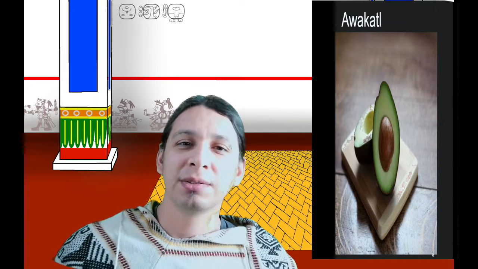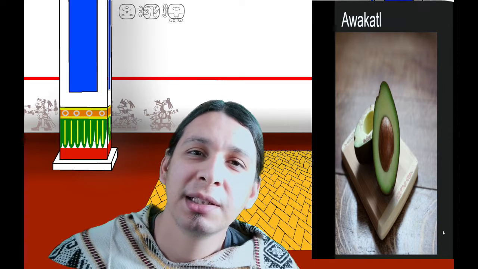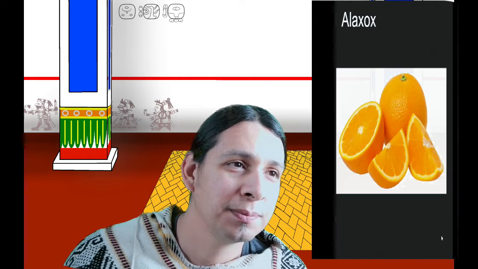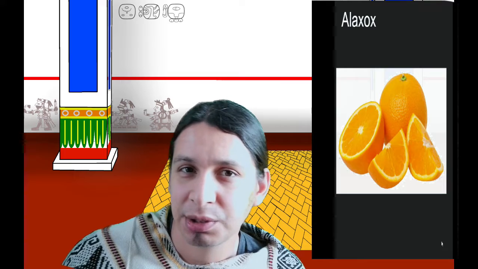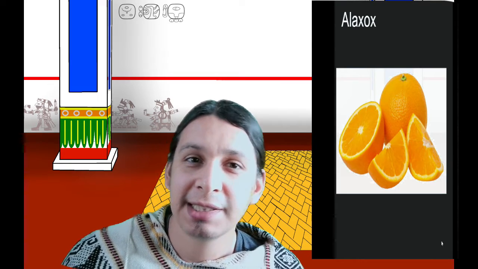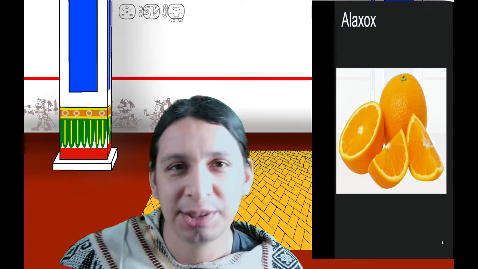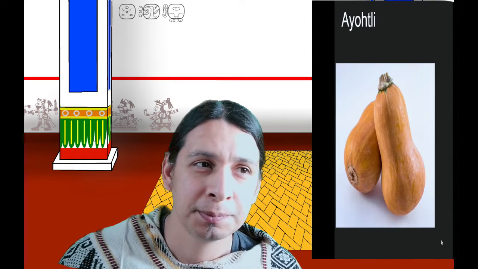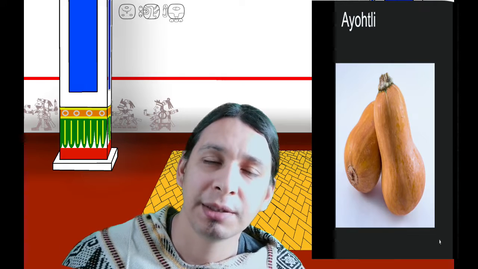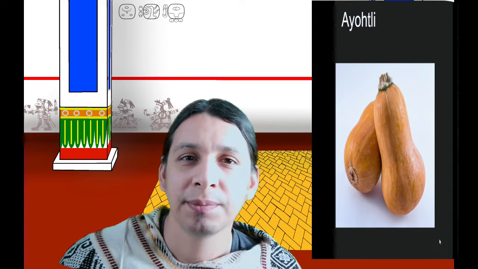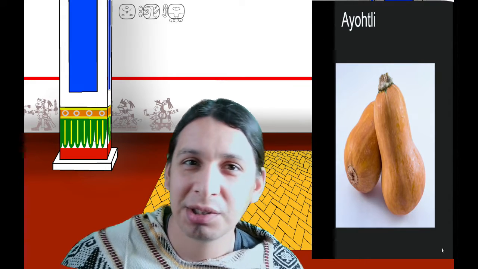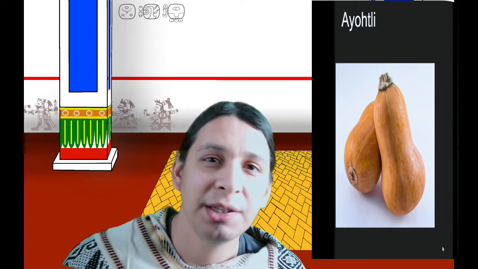Okay, so onto some fruits, and food in general. Aguacate, avocado. Alashos, this is a borrowing from Arabic and then to Spanish. Alashos, orange. Ayohtli, squash or pumpkin. Any kind of squash or pumpkin. Remember, pumpkin is a squash too. So this would all be ayohtli.